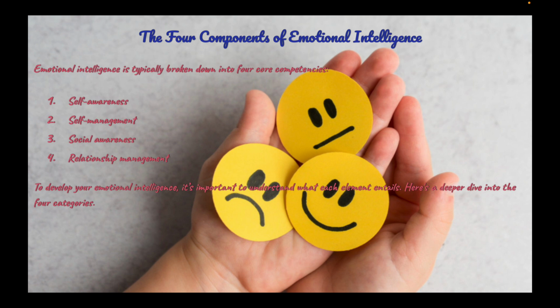The four components of emotional intelligence. Emotional intelligence is typically broken down into four core components: self awareness, self management, social awareness, relationship management. To develop our emotional intelligence, it's important to understand what each element entails. Here is a deep dive into the four categories.